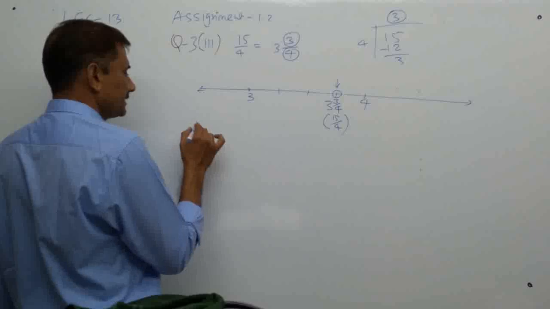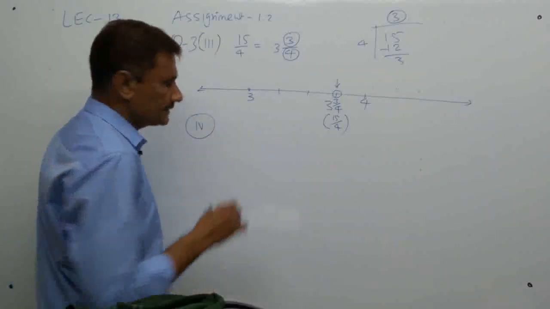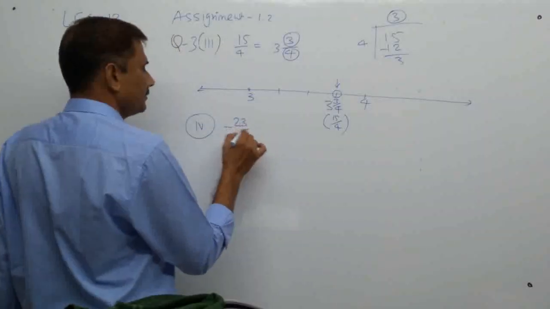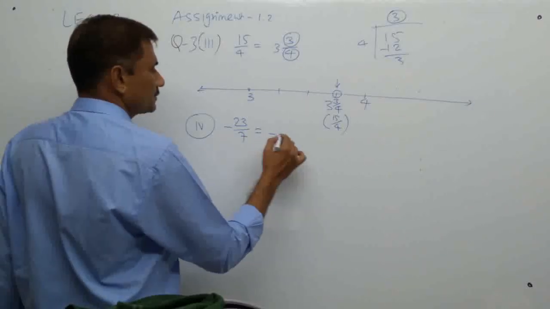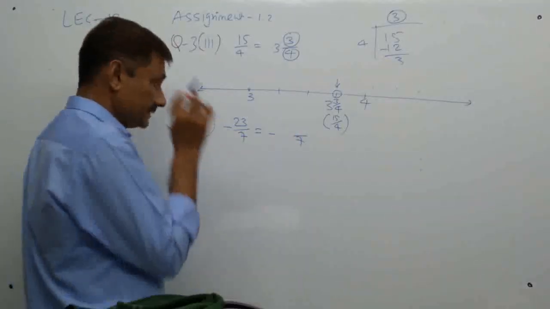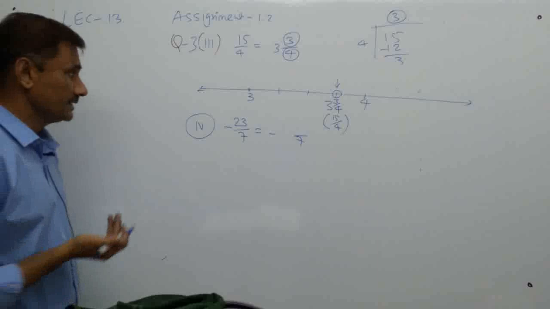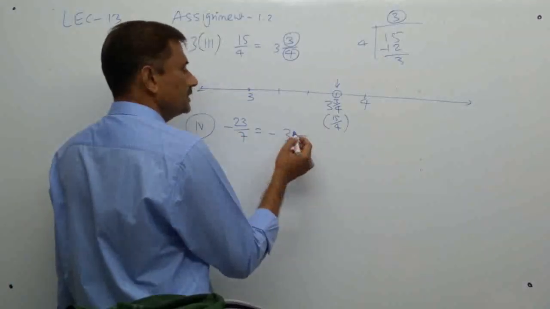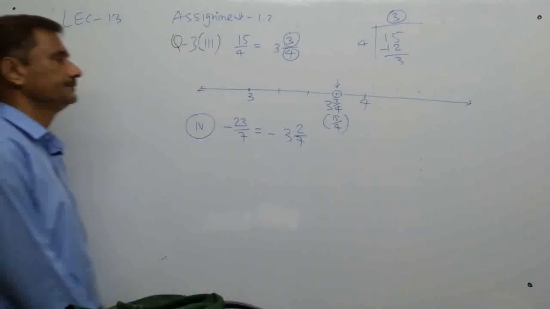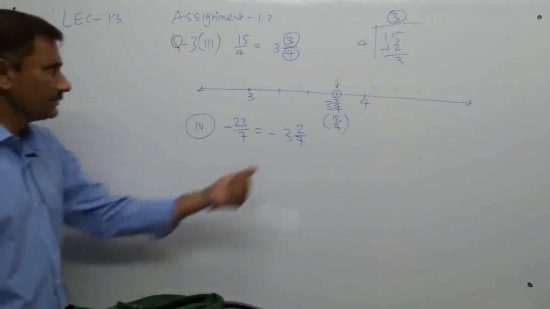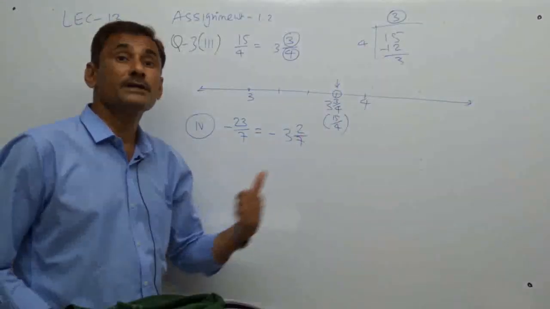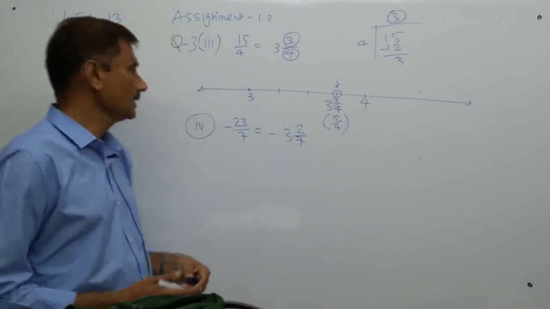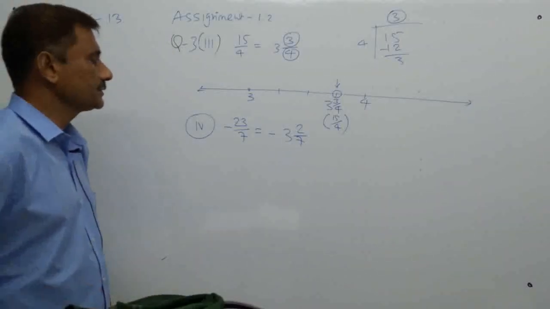Okay, now next one. It is minus 23 upon 7. So minus, I want here 7. 7 1s are 7, 7 2s are 14, 7 3s are 21. Then left how much? 2. Okay, otherwise you can do the same way division here also. So 21 plus 2, 23 by 7.